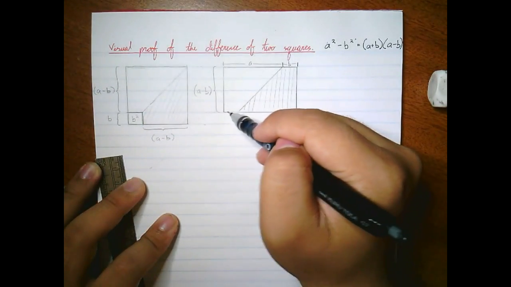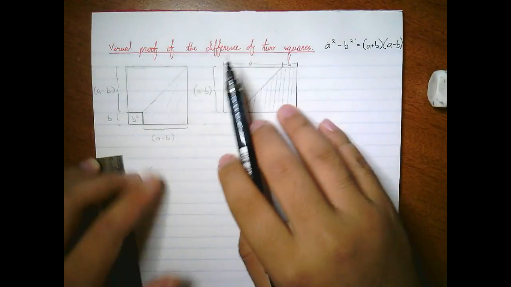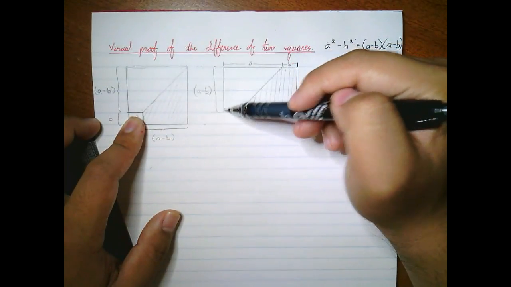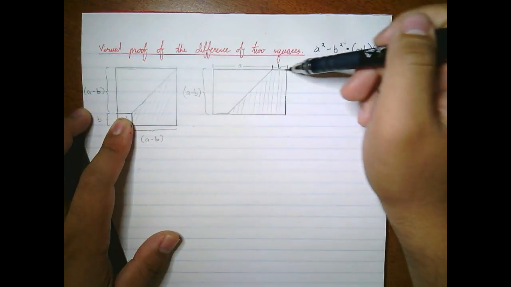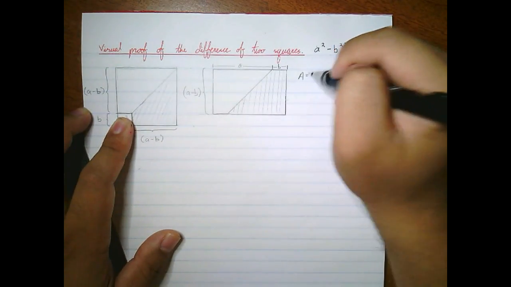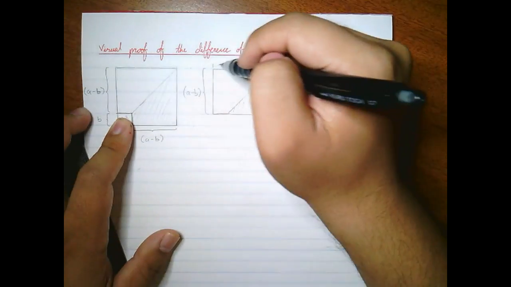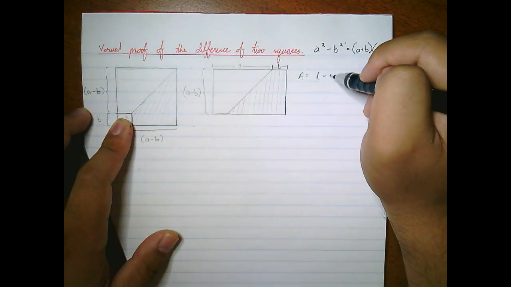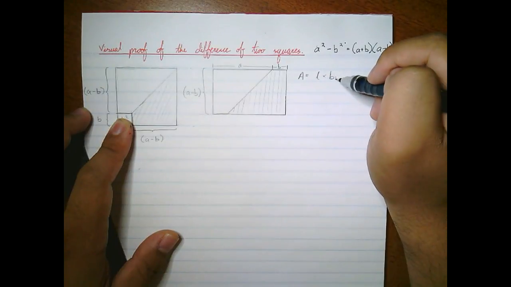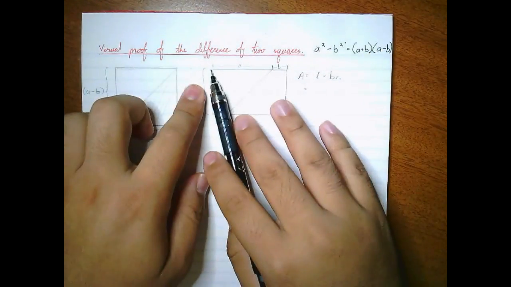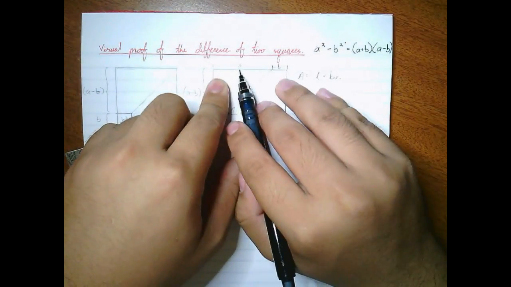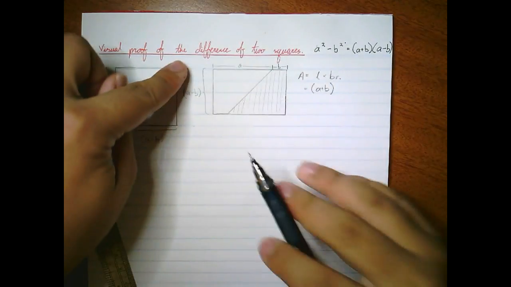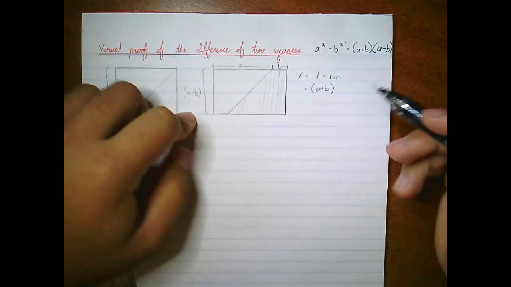Well, for the area of a rectangle, the area of this rectangle is going to be this side times this side. We'll call this the length, and this is the breadth. Area is length times breadth. The length is A plus B. And the breadth is A minus B.